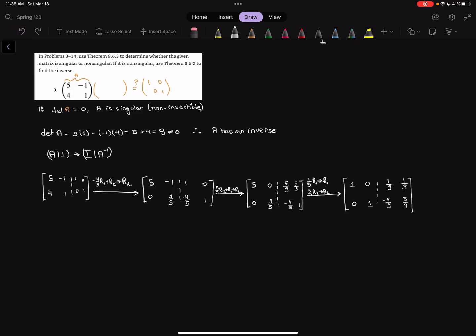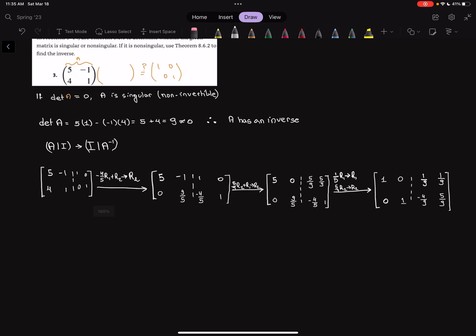Now one way to find the inverse is to design an augmented matrix with an identity matrix on the right and the actual matrix on the left, and then do row operations to get this to be the identity matrix, and this will complement into being its inverse.